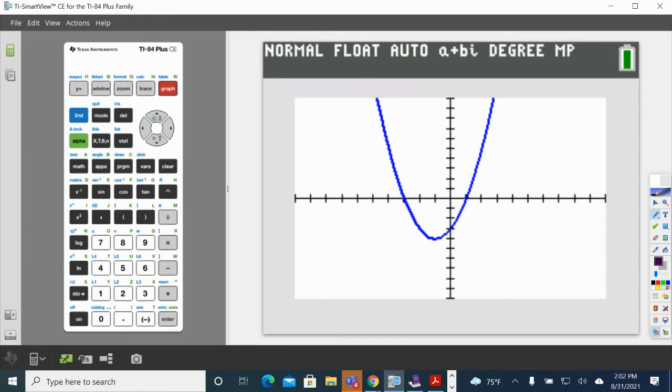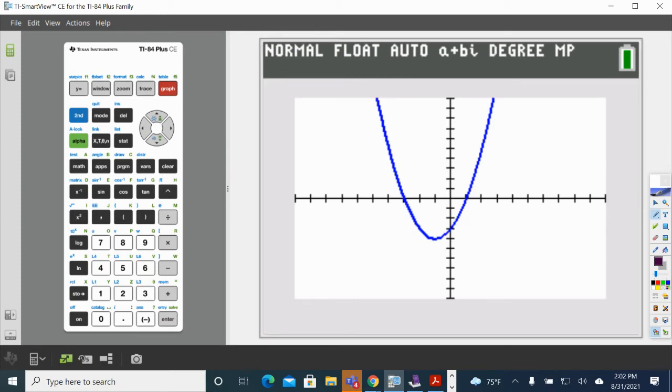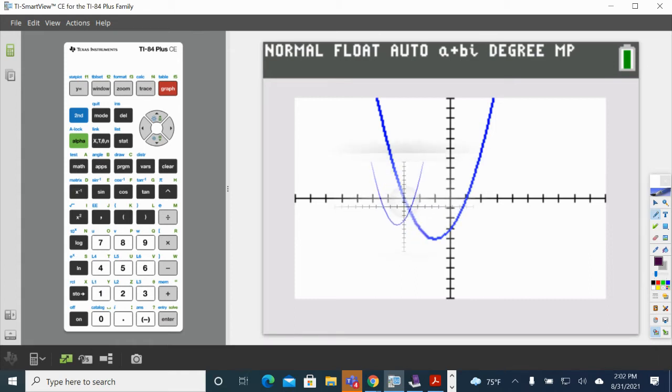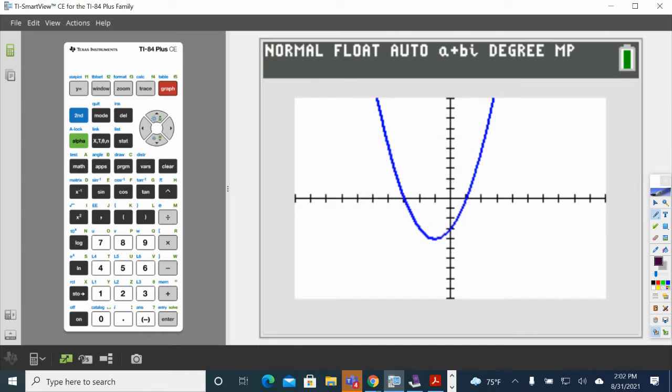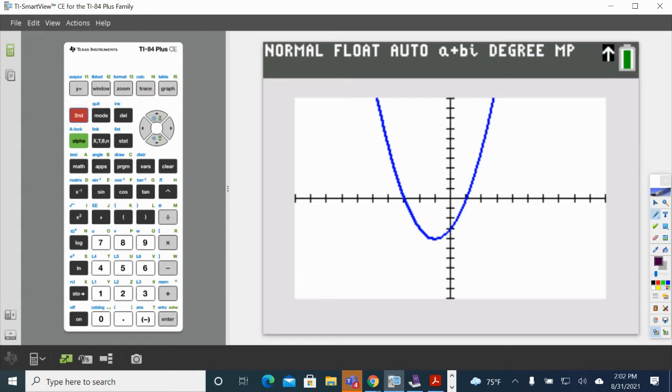Now, you can easily see we have two solutions. The parabola comes down and it hits the x-axis twice. And it looks to me like -1, -2, -3. It looks like it's hitting at -3 and a +1. Well, I want to make sure that that's actually the case. So I'm going to look at the table of ordered pairs.